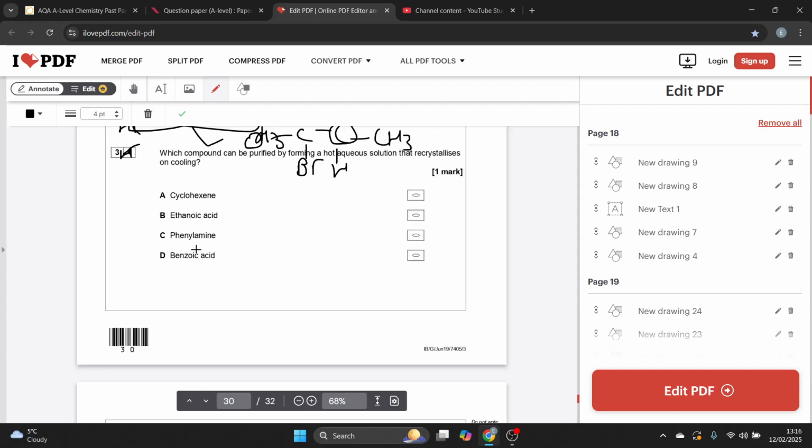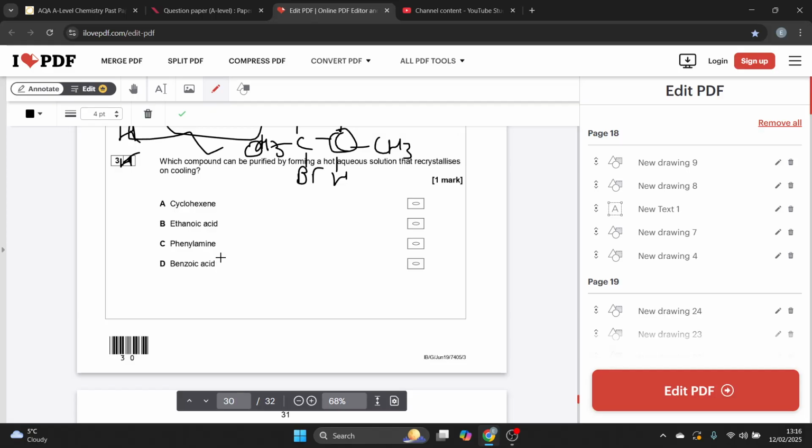Question 34. Which compound can be purified by forming a hot aqueous solution that recrystallizes on cooling? Organic compounds. So the answer is going to be benzoic acid.